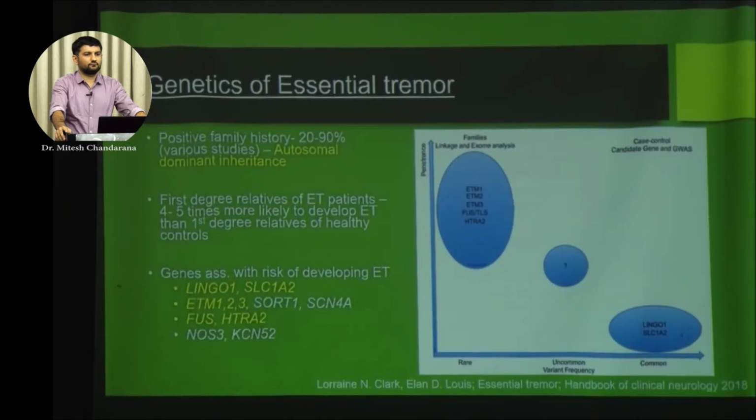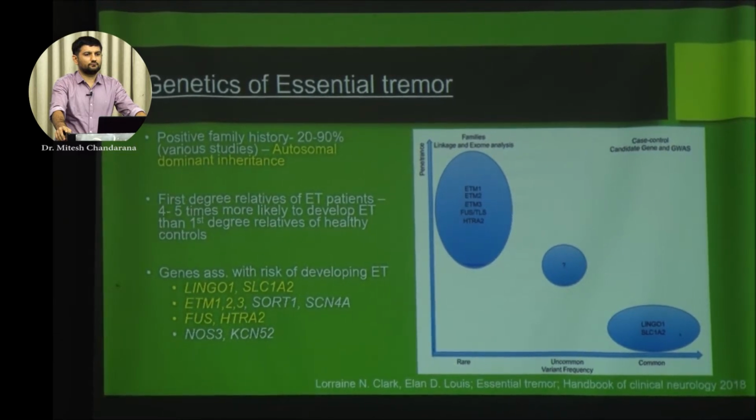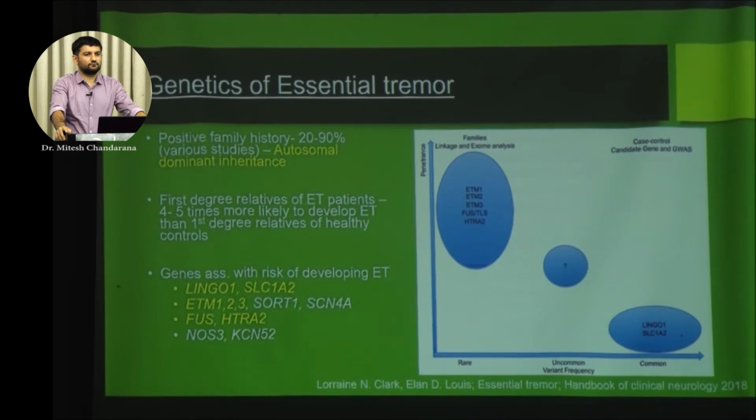If we see the genetics of ET, a positive family history is found in 20 to 90% of cases in various studies, and the mode of inheritance is autosomal dominant, as we all know. First-degree relatives of ET patients are 4 to 5 times more likely to develop ET. There are certain genes that have been found to be associated with the risk of developing ET. These genes have been found in GWAS as well as familial linkage analysis. The LINGO1 and SLC1A2 genes are the most common. Other genes are ETM1, 2, 3, FUS, and HTRA2. These two are the most common genes found in GWAS studies.